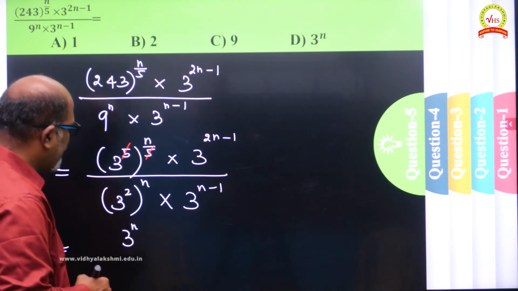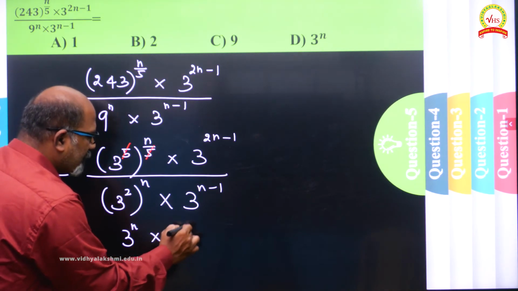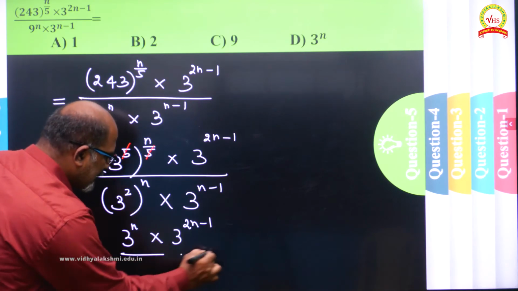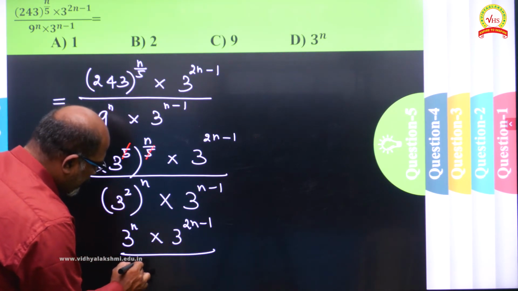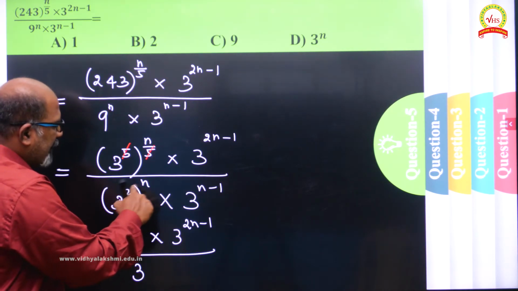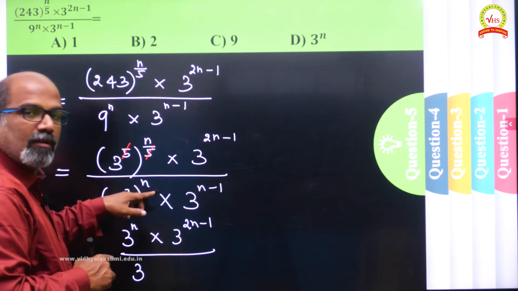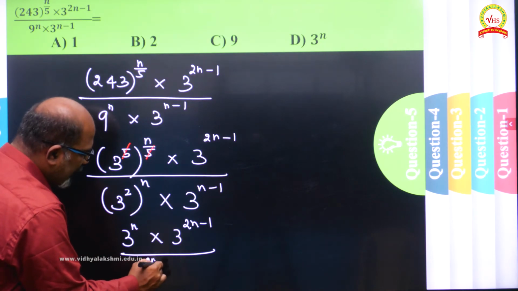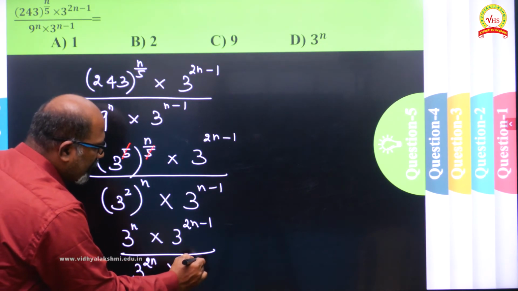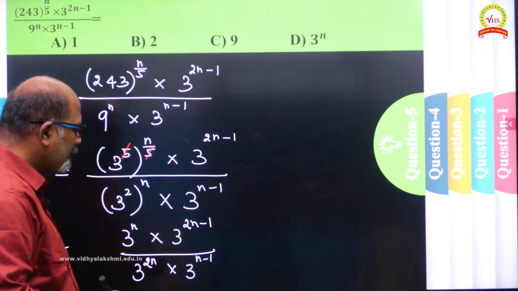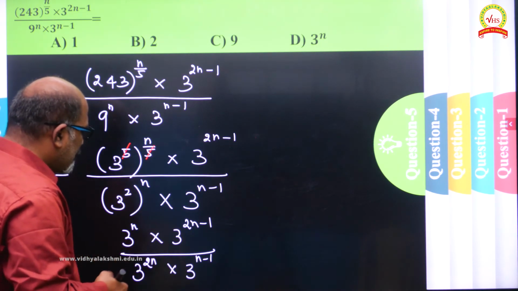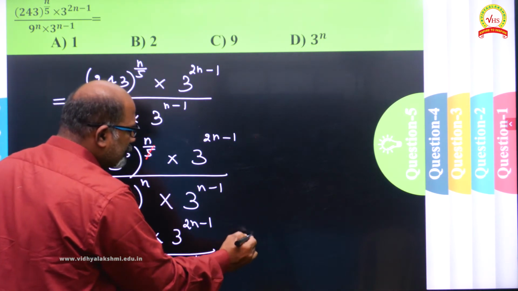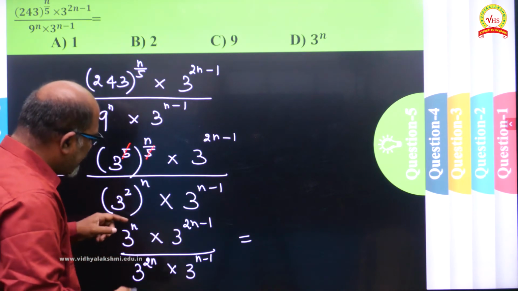Yes, 3 to the power of n multiplied by 3 to the power of 2n minus 1 the whole divided by 3 to the power of this, when you apply the power of the exponent rule, this 2 and n will be multiplied. So you will be getting 2n multiplied by 3 to the power of n minus 1. Clear? Okay.